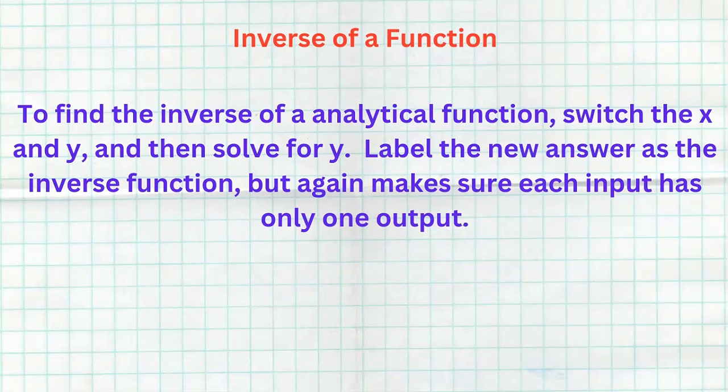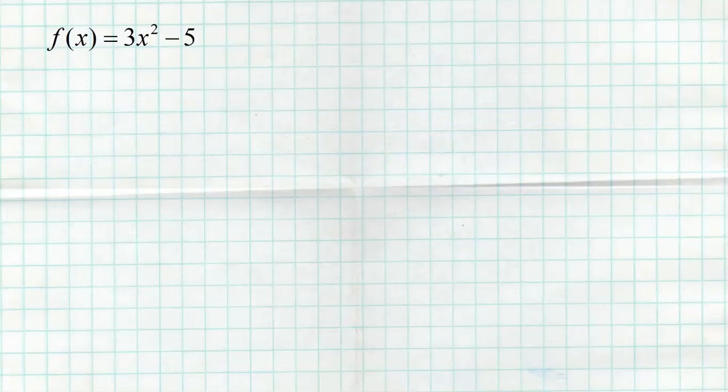Now, if you're trying to find the inverse of a function analytically, it's very simple. Switch the x's and y's, then solve for y, and label that new answer as your inverse function. But again, make sure that each input has only one output, or else you might have to make some adjustments to make it invertible. So let's look at an example. Here's a function. It might say, find the inverse. First off, everybody knows f of x is the same thing as y. That's pretty easy. Then I'm going to switch my x's and y's.